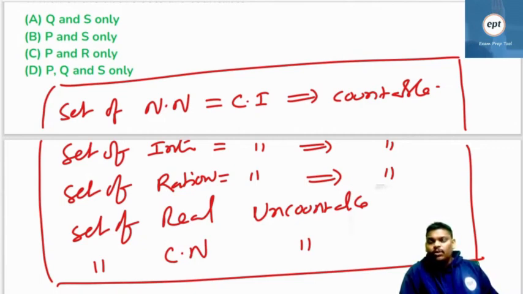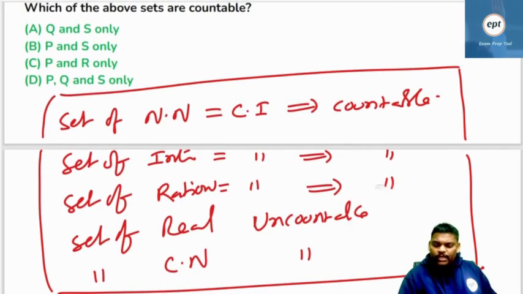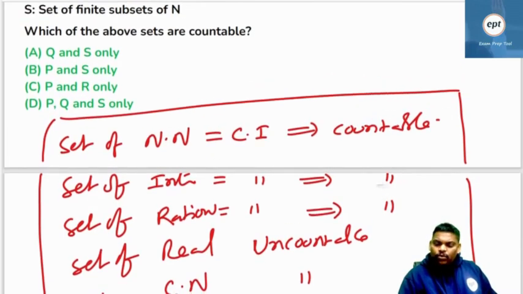Set of natural numbers: countably infinite means countable. Set of integers: countably infinite, countable. Set of rational numbers: countably infinite, countable. Set of real numbers: uncountable. Set of complex numbers: uncountable. Next, one more thing. If anyone doesn't know, please take care of this.